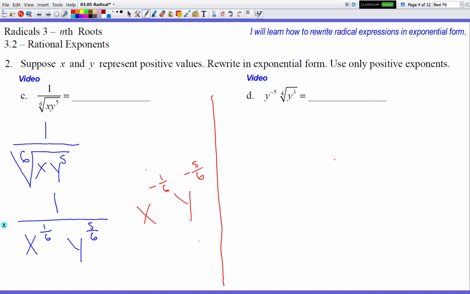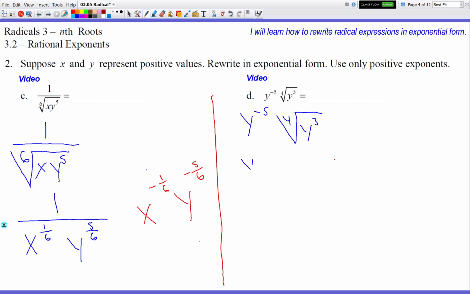All right, next one, kind of the same as letter B, the one that I just did on the previous slide. We have y to the negative 5 power, and then the fourth root radical of y to the third. So let's transform some of these things.